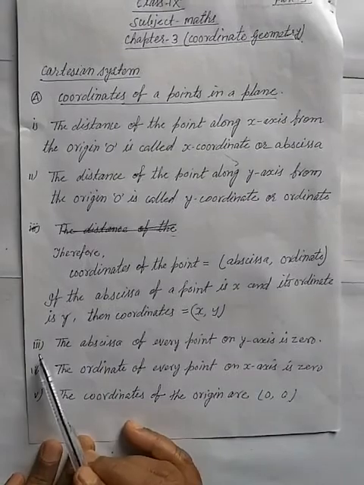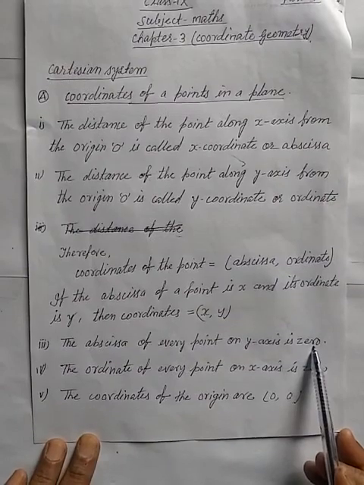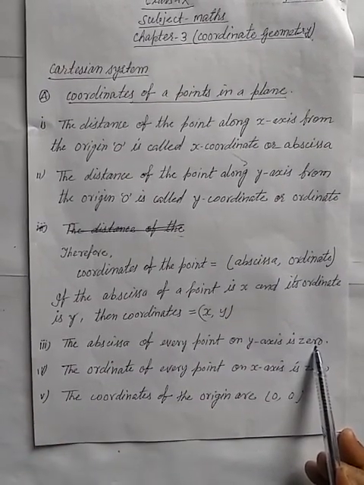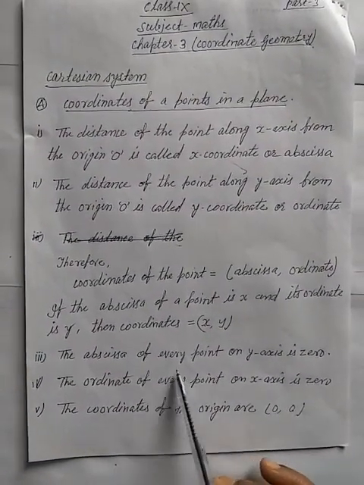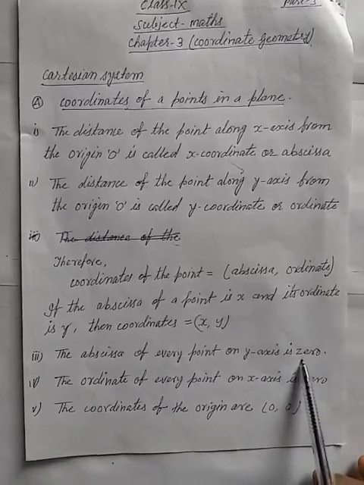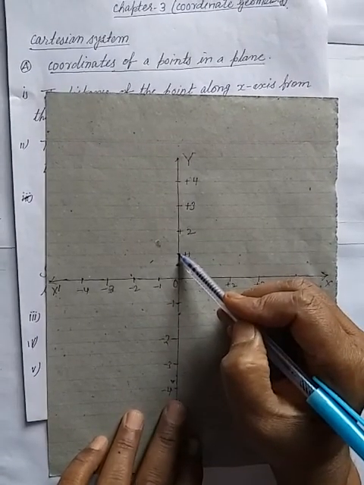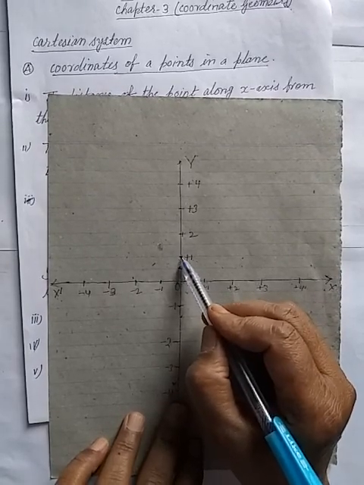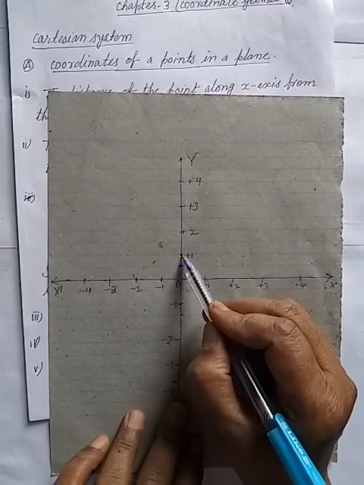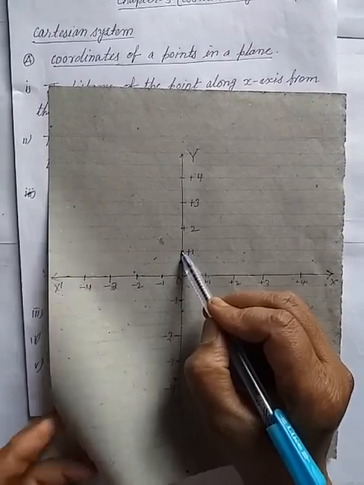Okay students. Now fourth point: the abscissa of every point on the y-axis is 0. So on the y-axis, abscissa is 0. Why? Because I am going to see again how the abscissa of every point on the y-axis is 0. Suppose this is the y-axis. Now suppose anybody asks you, on the y-axis what should be the value of abscissa? Here it should be 0 because the distance is nothing. Here there is no distance. On this line the distance is 0. That's why the abscissa is always 0.